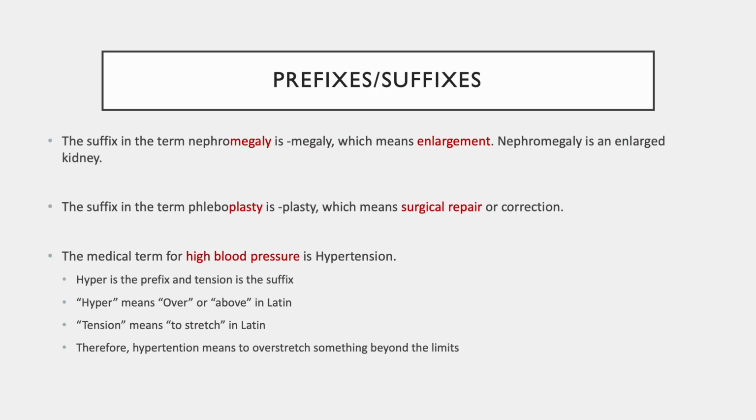All right, we're going to go over prefixes and suffixes again. So for nephromegaly, megaly is going to be your suffix, nephro or kidney would be your prefix, right? Megaly means enlargement. Plasty means surgical repair. High blood pressure means hypertension. Hyper means above or over in Latin. Tension means to stretch. So we're stretching above the limits of a normal blood pressure, aka hypertension, aka high blood pressure. See how that works? So just go over those things again. Know that those are the suffixes. Know your other suffixes and go to the next slide.